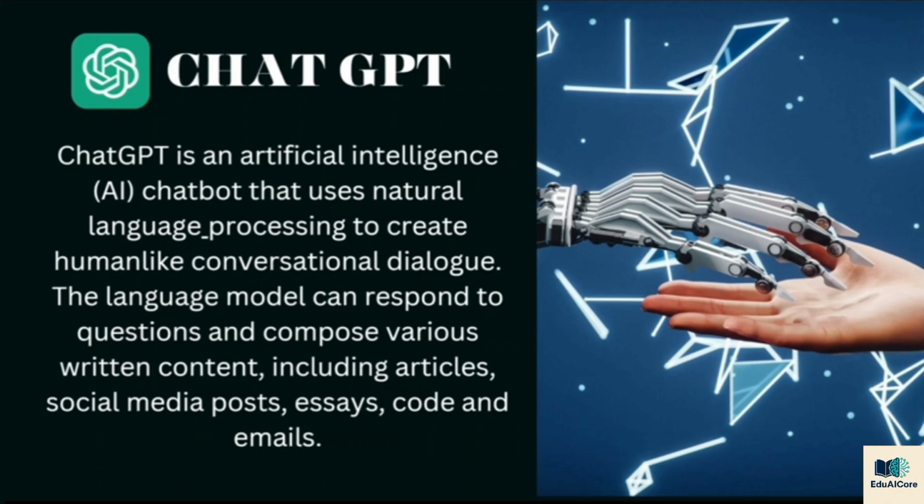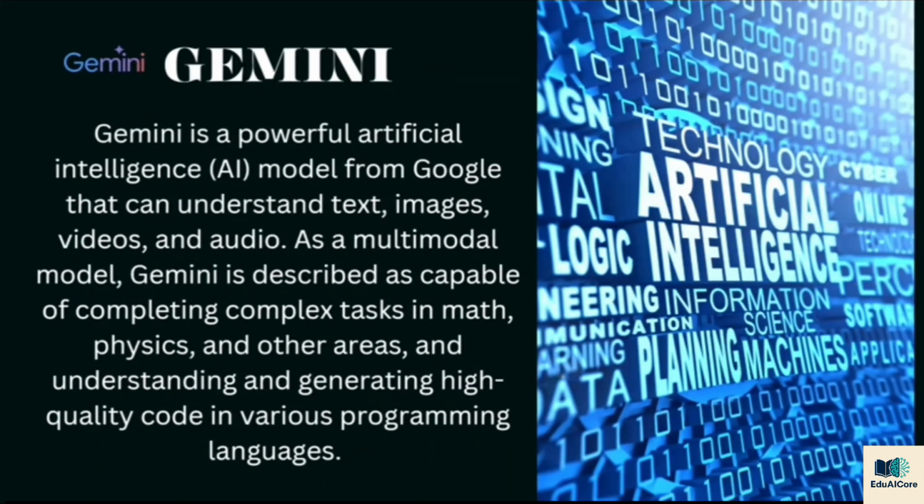The next thing we are going to learn about is Gemini. Gemini is kind of similar to ChatGPT, which also uses the natural language processing option. Gemini is a powerful artificial intelligence model from Google.